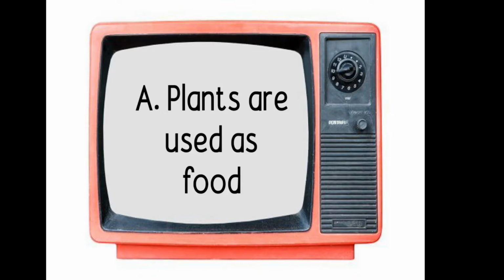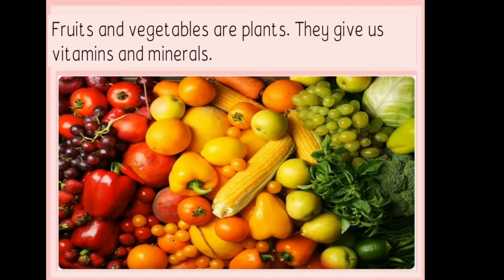So number 1, why plants are useful. Plants are used as food. And fruits and vegetables are plants. They give us vitamins and minerals. So, pag nagtatanim tayo ng gulay, sa mga gulayan, sa mga palayan, sa mga bukid, fruits and vegetables are plants. So, they give us vitamins and minerals, iba't ibang mga nutrients na maaring maganda sa ating katawan.